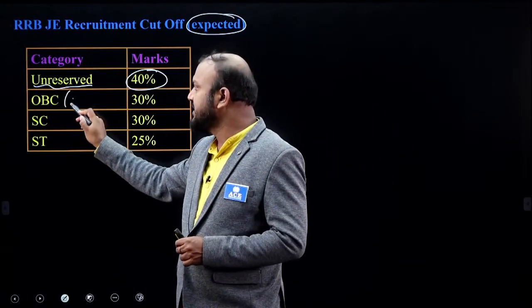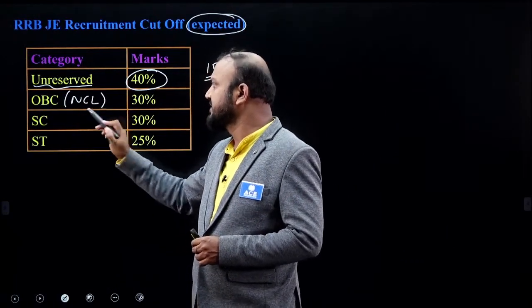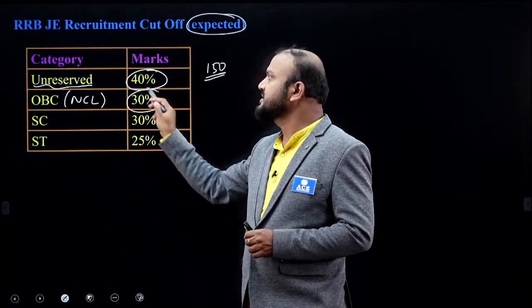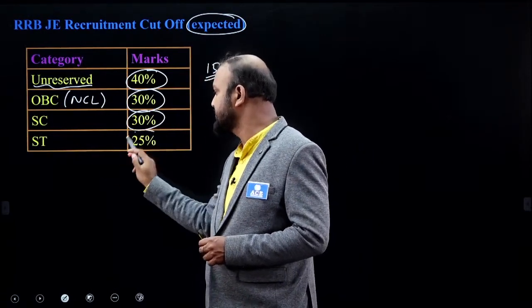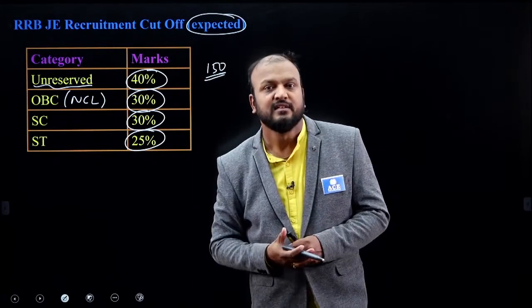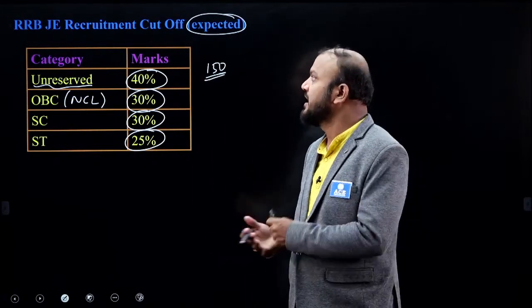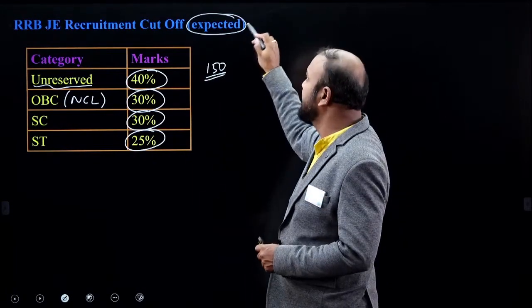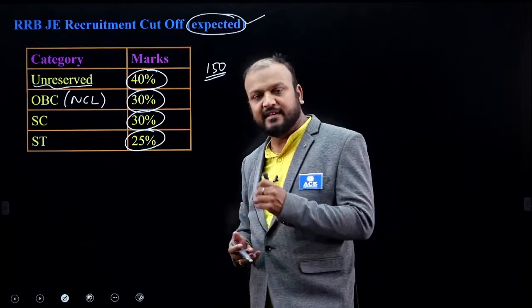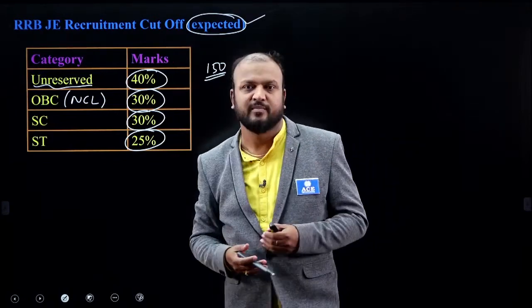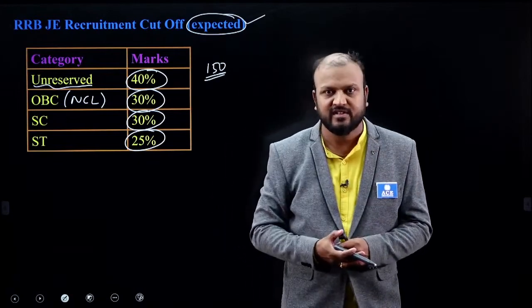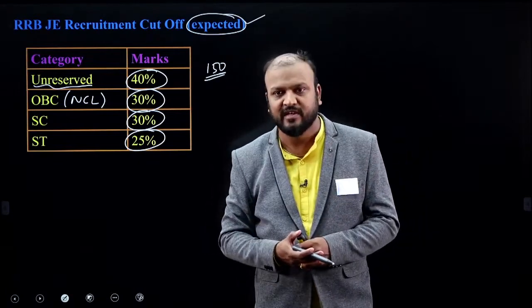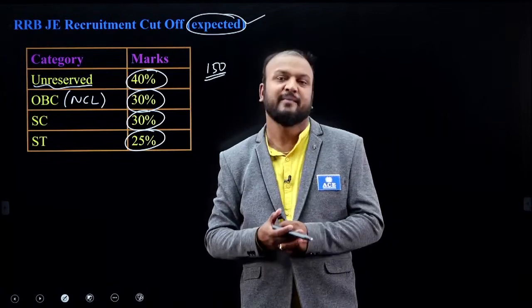For the OBC, more specifically non-creamy layer, it is 30% marks, and for SC also 30%, for ST it is 25%. These are the cutoff marks for RRB JE recruitment. It is expected, and it is data collected based on the previous RRB JE notifications. Okay, this is general information about the Railway Recruitment Board Junior Engineers exam.